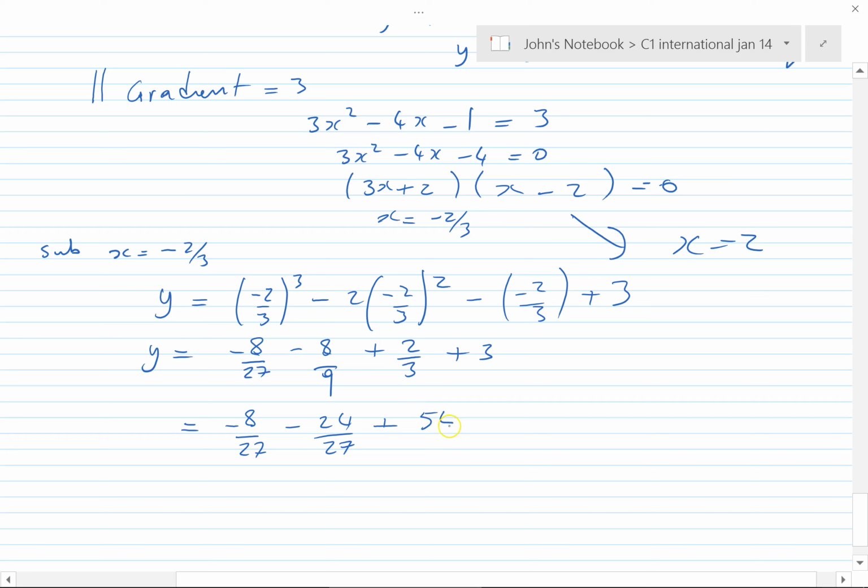So that's going to be minus 8 over 27, minus 8 over 9, which is 24 over 27 times by 3, plus, no, not 54, is it? It's times by 9, plus 18 over 27, plus 27 times 3, so that's 81 over 27. And finally, that comes to 67 over 27. So our point that we required is minus 2/3 and 67 over 27.